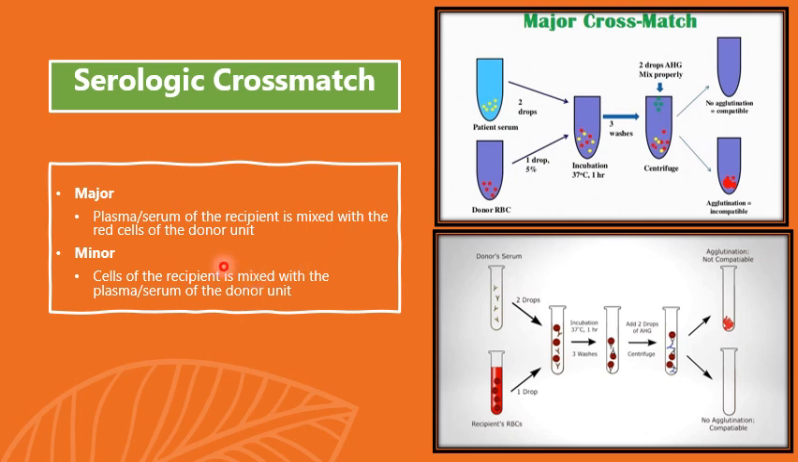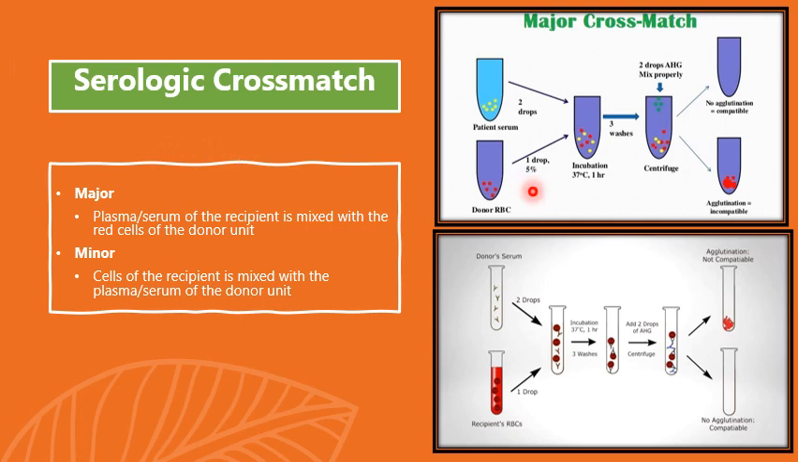While in minor cross-matching, cells of the patient is mixed with the plasma of the donor unit. So let us take a look at this figure. So the serum or plasma of the donor mixed with the recipient's red blood cell. So minor cross-match detects antibodies in the donor unit which may affect the recipient's cells.